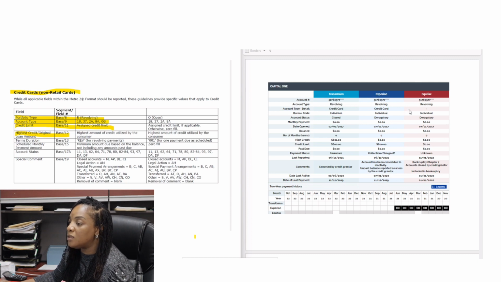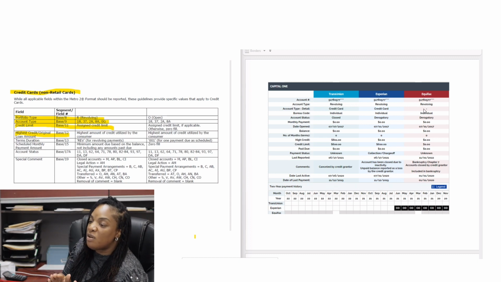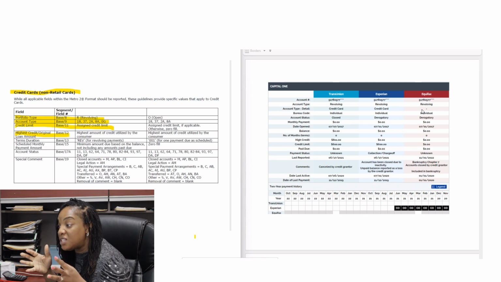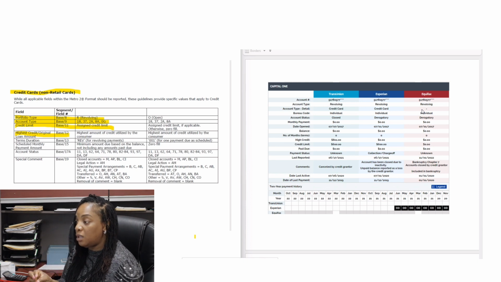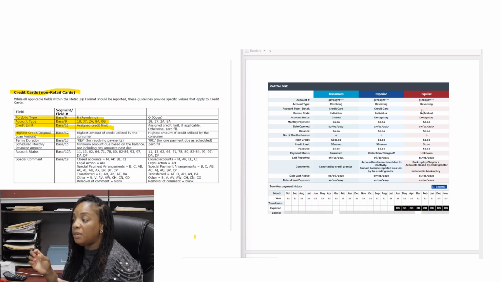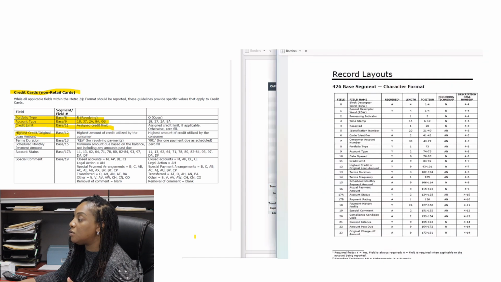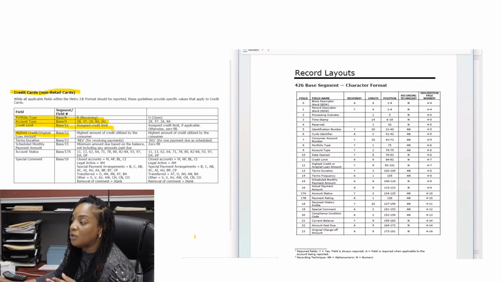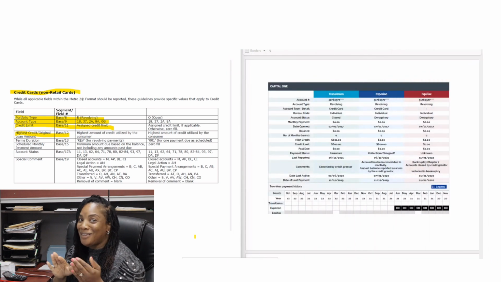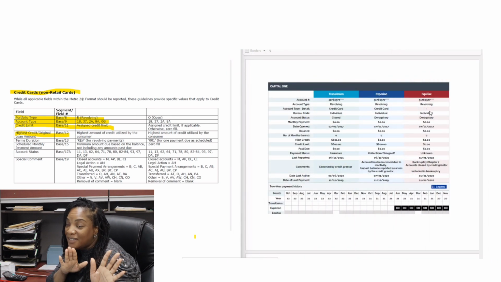So right here, I would dispute segment field base 9, which is the code, and I would put here missing but required, because we've already figured out through our records layout form that this is required. So we want to make them honor that, okay? Which could cause it to be deleted.